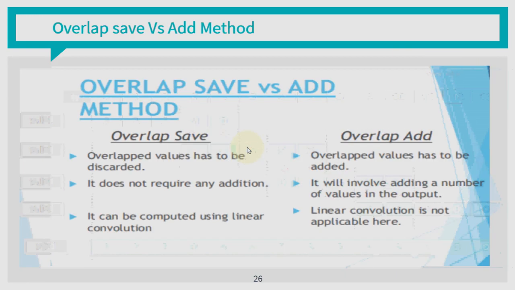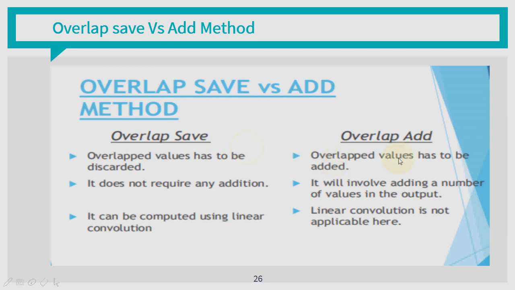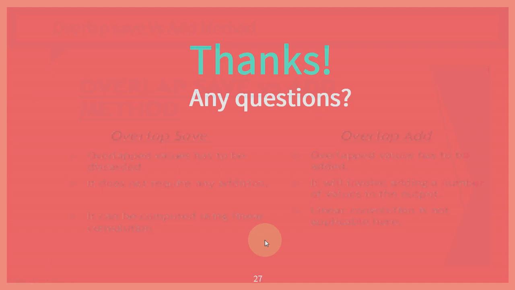So what is the difference between the overlap save method and the overlap add method? In the overlap save method, overlapped values have to be discarded, but in the overlap add method, the overlapped values have to be added. In the first case, it does not require any addition, but the second method involves adding a number of values in the output. In the overlap save method, it can be computed using linear convolution, and in this, linear convolution is not applicable here. Thank you.